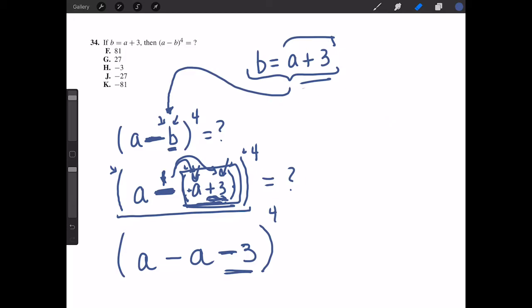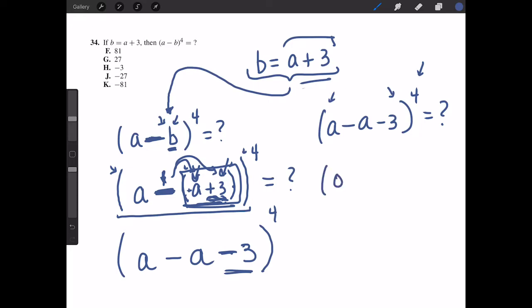Okay, so we can now erase this incorrect method. We're left with this expression. Let me write it again. Parentheses, a minus 3 raised to the fourth power. And we're trying to figure out what this is equal to. Well, now we simplify the inside of this parenthesis set before we do the power. Remember PEMDAS, P, parentheses are grouping symbols, then we do exponents.